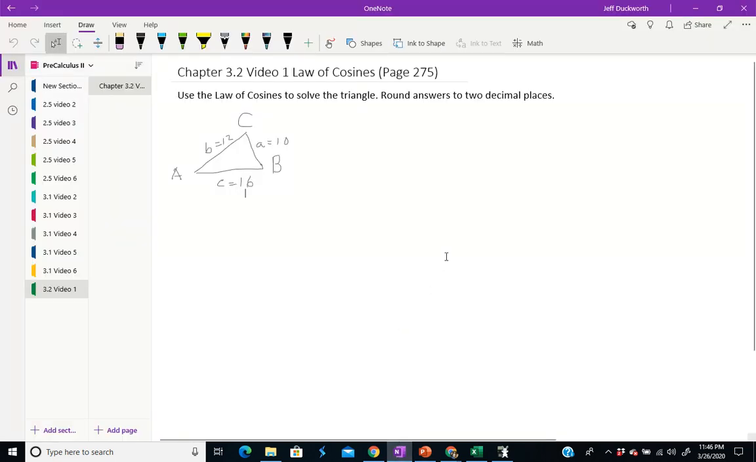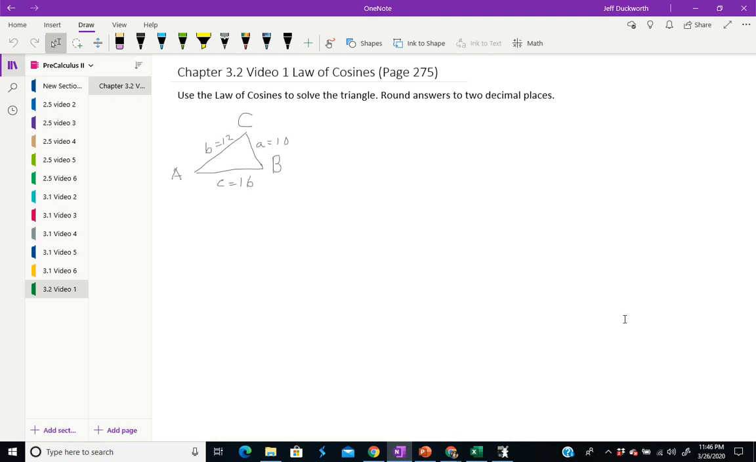This one's from your book. This is on page 275, and they give you a triangle. The instructions that they give us is to use the law of cosines to solve the triangle. Round the answers to two decimal places. So again, we'll be using a calculator to do this. So let's take a look at what we need to do.